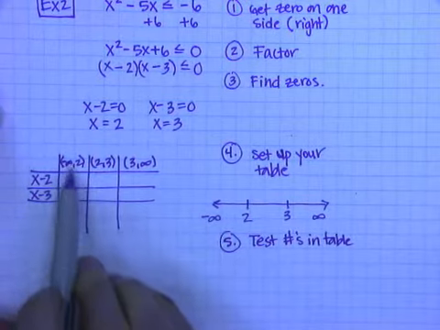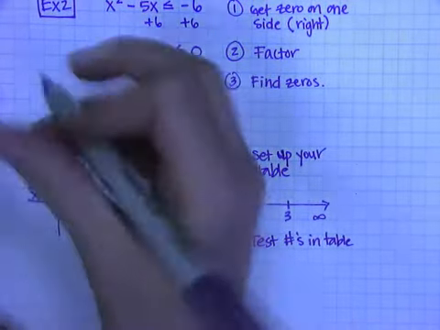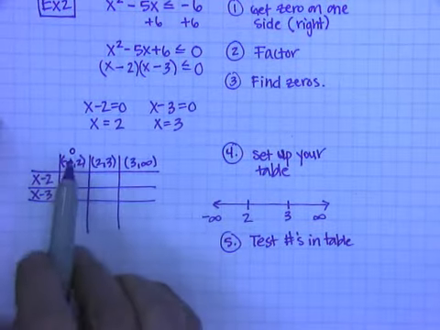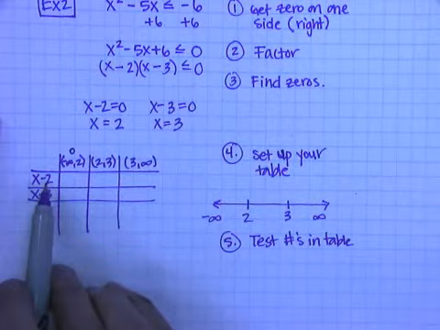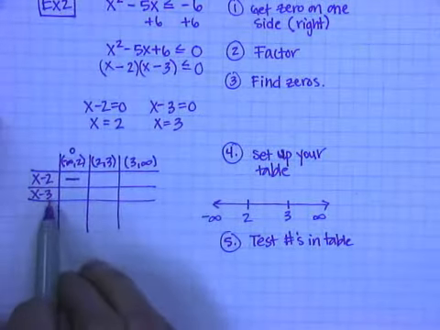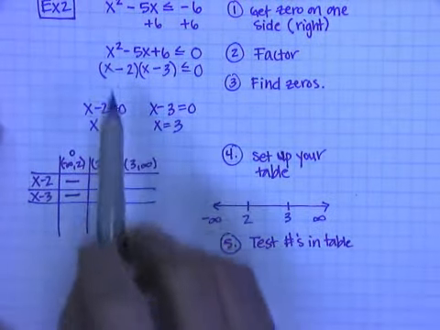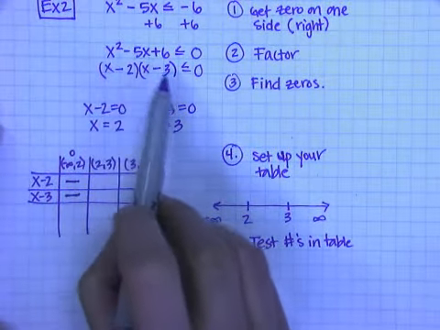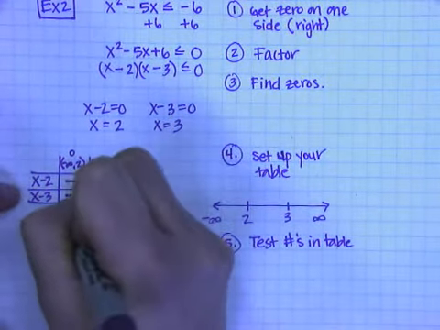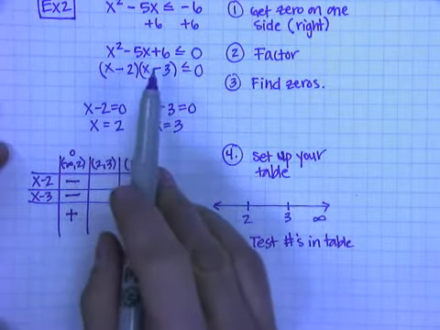So I'm going to look at this first interval and think of a number that's between negative infinity and 2. I guess I'm going to pick 0 because I know 0 is in that interval. If I think of 0, 0 minus 2 is negative 2, so that's a negative number. 0 minus 3 is negative 3, so that's a negative. And now since in the original problem I'm multiplying these two factors together, a negative times a negative is going to give me a positive. A negative times a negative is a positive.